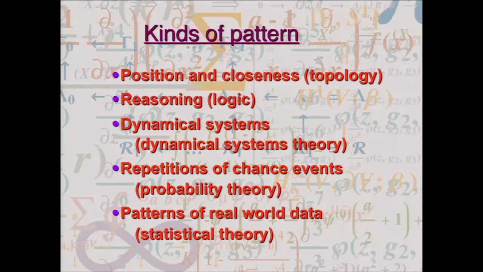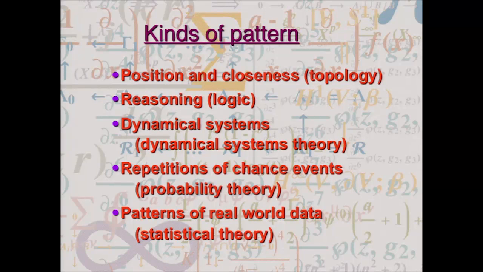Position and closeness is a relatively modern discipline, 20th century discipline essentially. Well, it began in the 19th century, but developed strongly in the 20th. Position and closeness, that's topology. Patterns of reasoning, that goes back certainly to the ancient Greeks, the branch of mathematics known as logic. More modern patterns, we've got dynamical systems, which gives rise to dynamical systems theory. Somewhat unimaginative title for the theory, but there we are.